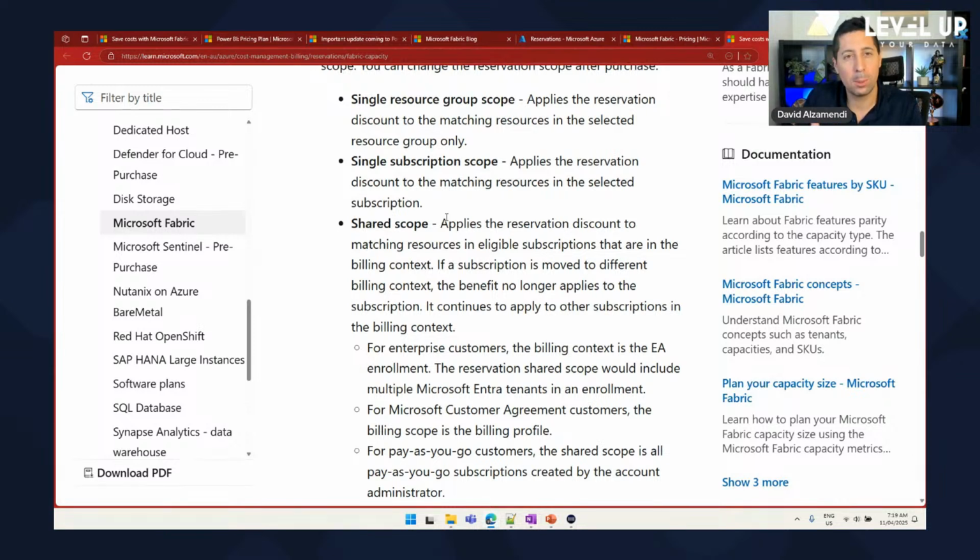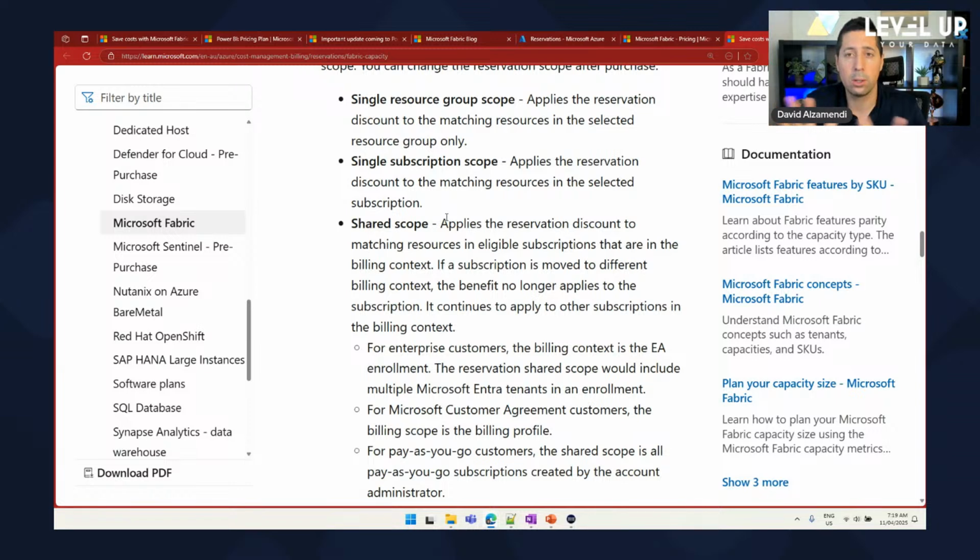Because if you have multiple Fabric capacities running in your environment, you might get a reservation that you want to use across multiple Fabric capacities. And that's where the real benefit is with reservations as well.